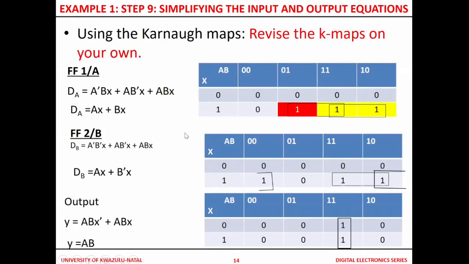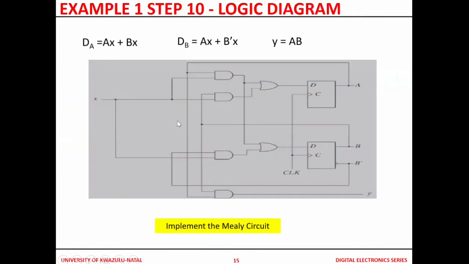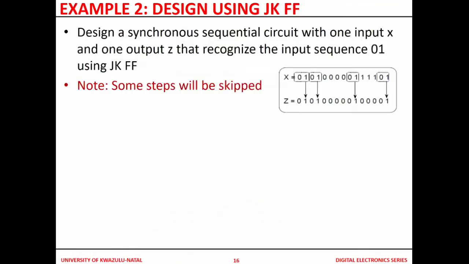Then we got our equations. Now this next step is just minimizing. Minimizing means you are getting a cheaper machine. You might end up using fewer gates. And then we had our circuit. That is our first example. Remember, we said that design is always the same. What we are going to do is just deal with examples. We said implement the Mealy version of that.